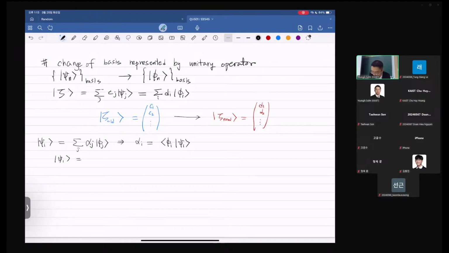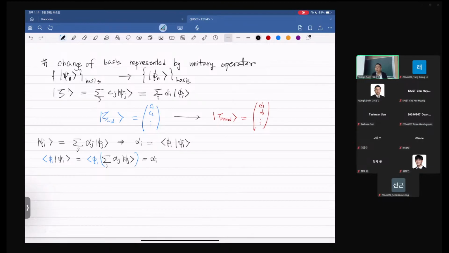let me do it one by one. Psi 1 equals the sum of alpha j phi j. I'm applying the bra phi i to this entire thing, and it's going to extract only the coefficient you want, alpha i.